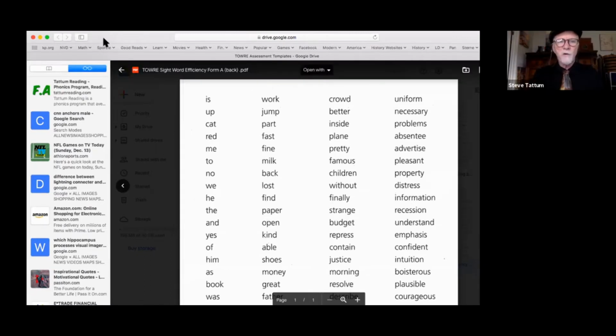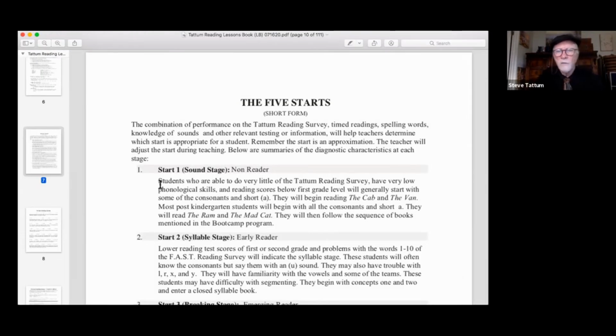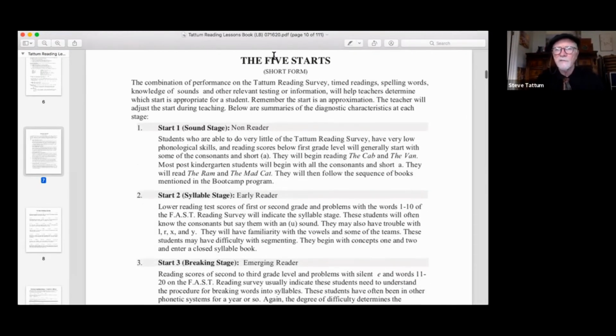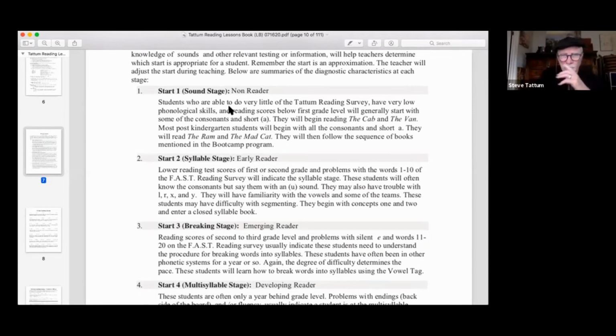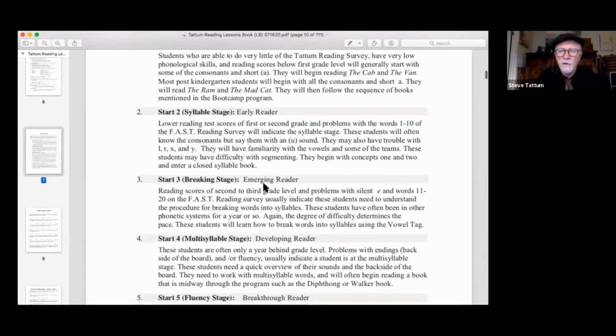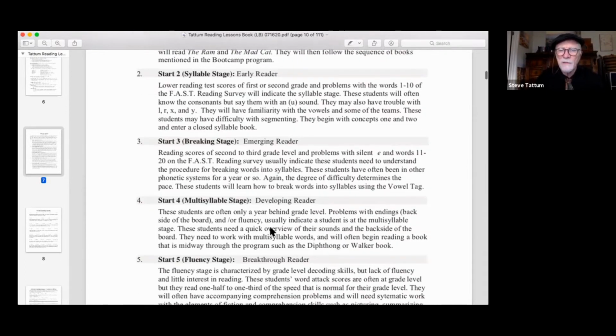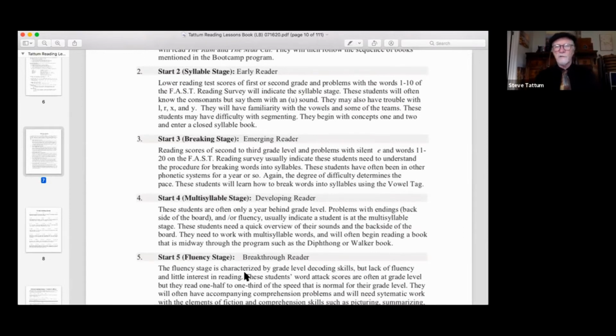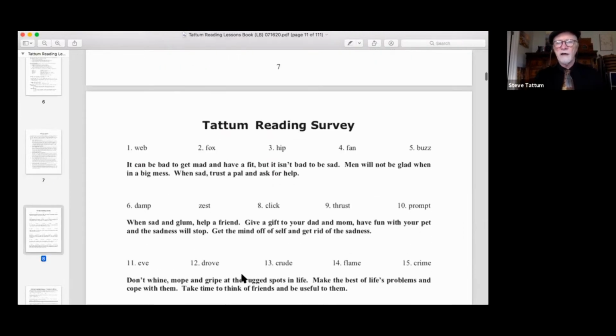Now, I start, of course, with my survey, which is in the lessons book. So if you want to look at that, it's pretty much right at the beginning. Okay, so we're trying to find out the start of the child. You know, are they a non-reader? Are they a Start 2? Are they a breaking, an emerging reader, a Voltag kid? Are they multi-stage, a developing reader, or fluency? That's what you're trying to figure out.